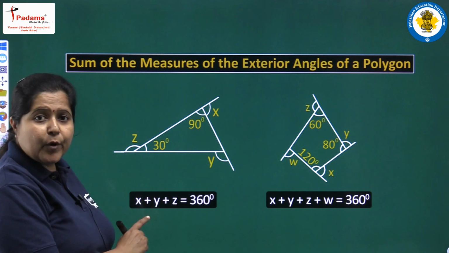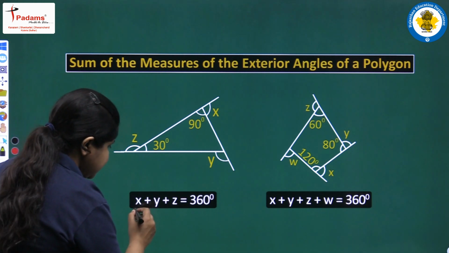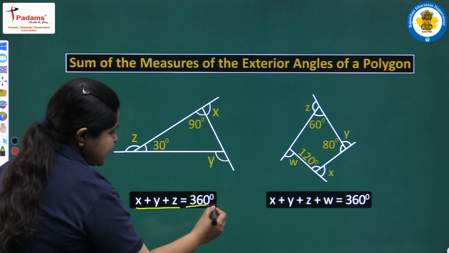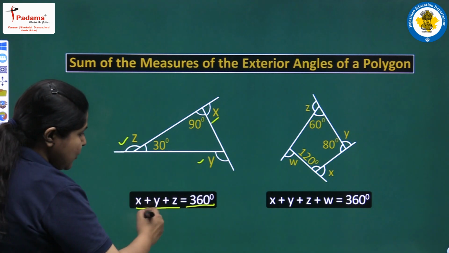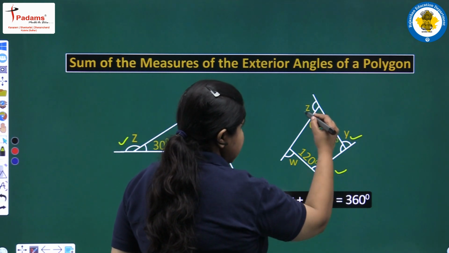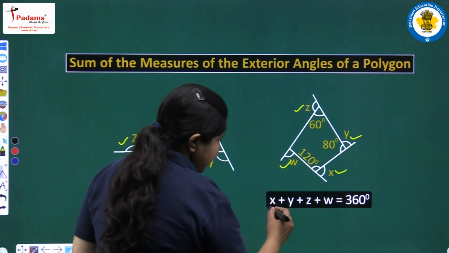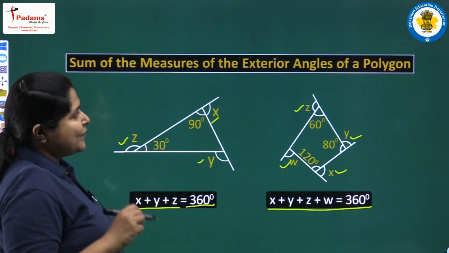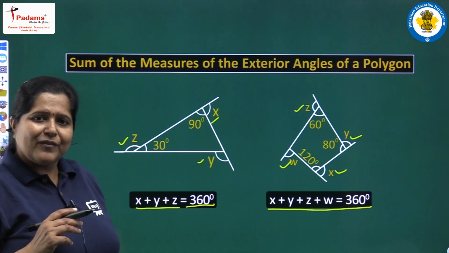In our last class also we had done some questions. Question number 7 in 3.1. These were the two figures. In them we were asked to find the sum of x, y and z, and we got the answer to be 360 degree. Here x, y and z are the exterior angles and we got their sum to be 360 degree. In this figure also x, y, z and w are the exterior angles and again their sum came out to be 360 degree. So, what are we finding? That the sum of the measures of the exterior angles of a polygon is 360 degree, irrespective of the number of sides.